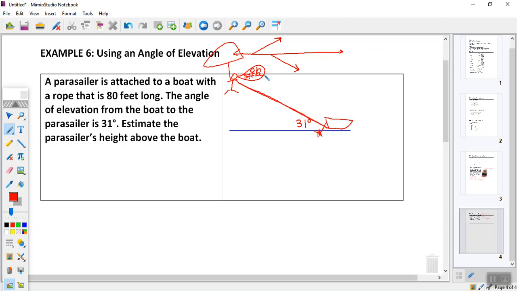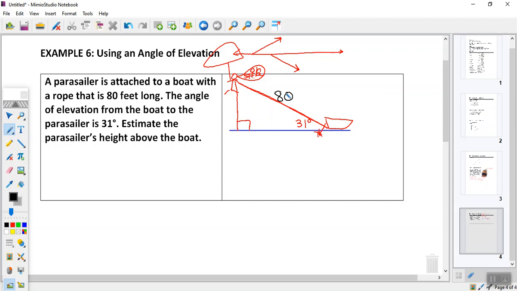Okay. Look at that great drawing. The angle of elevation from the boat to the parasailer is 31 degrees. Estimate the height. So we're kind of looking at the height right here when it says, how far above the water are we really? And we're assuming what kind of angle when I go straight down to that horizontal? 90. We'll assume 90 degrees. Kids, do I have enough information? Oh, I forgot to label something. What did I forget to label? The length of the rope. Okay, what line is that? The red line or the blue line? Right. 80 feet.